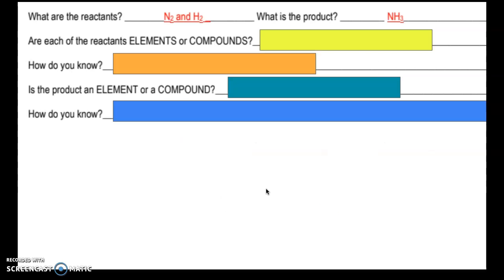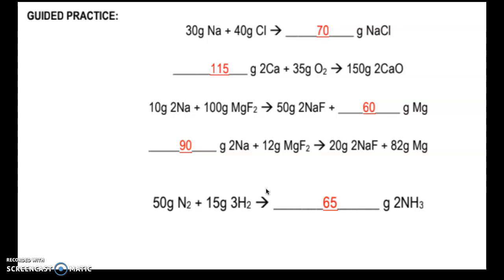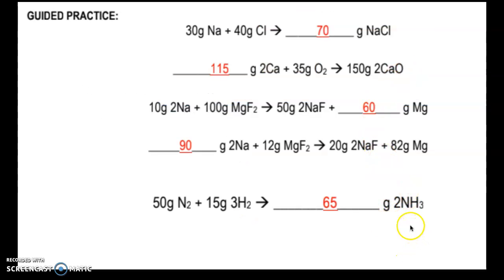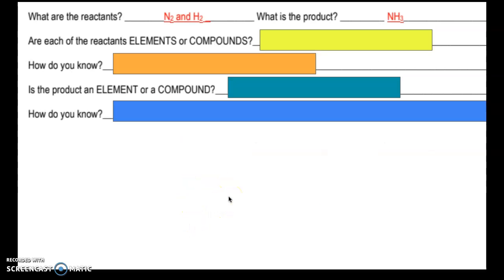Moving on. So what are the reactants in that reaction, if we go back? The reactants are the nitrogen gas and the hydrogen gas. And the products are ammonia right here. So remember, our reactants are on the left side of the arrow and our products are on the right side. Are each of these elements or compounds? So what do you think? Are these elements or are they compounds?